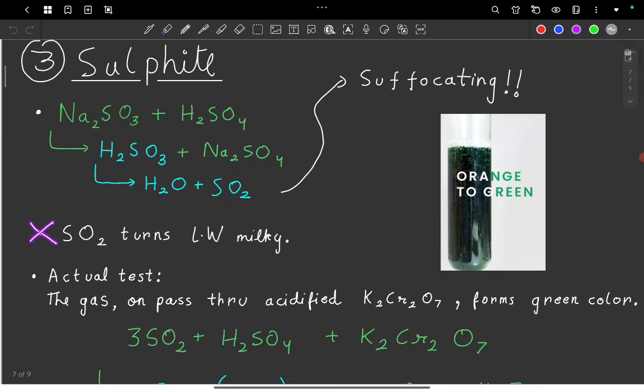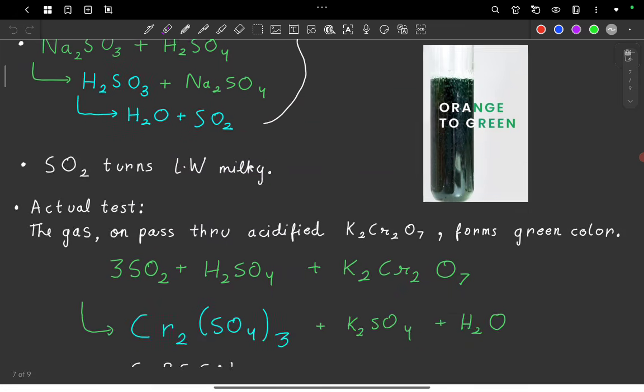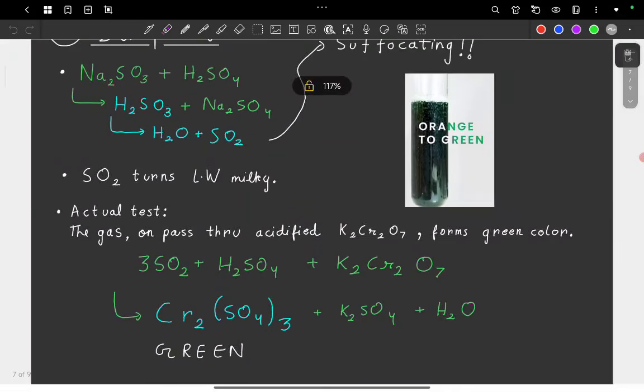Now this is not a test for the sulfite ion. The NCERT lab manual mentions this, so I just added it. You do not need to note it down. It's just a trivial point.